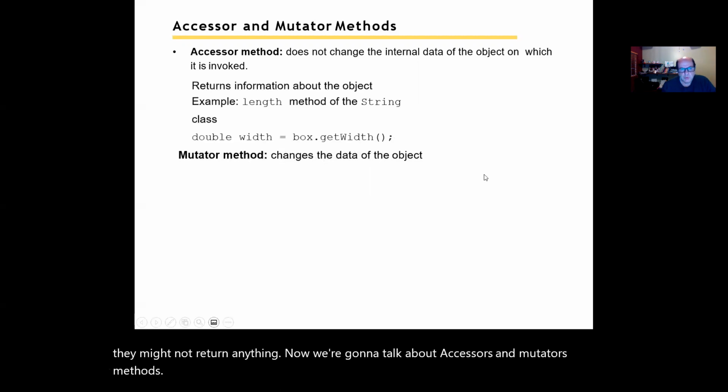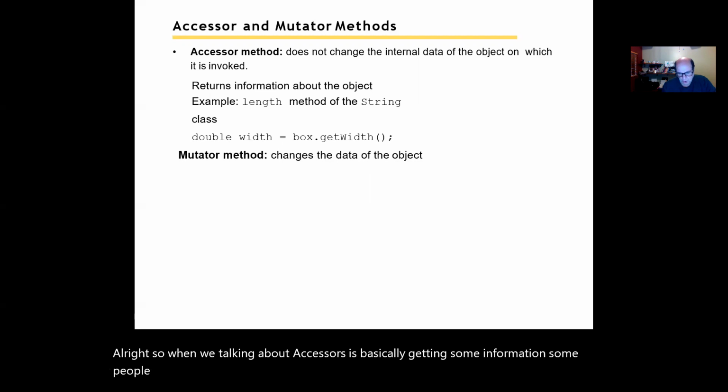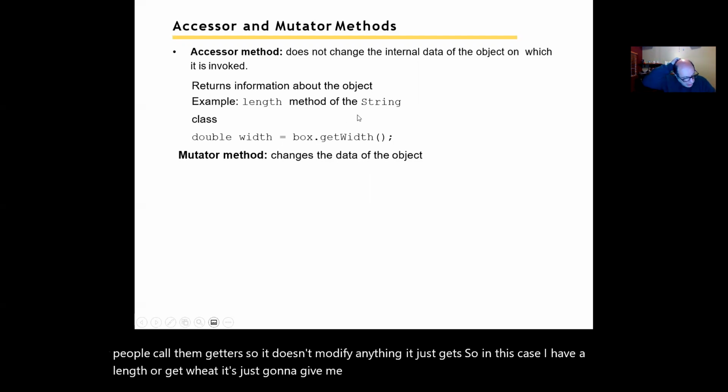All right, so when we're talking about accessors, it's basically getting some information. Some people call them getters. So it doesn't modify anything, it just gets it. So in this case, I have get length or get width. It's just going to give me some information, it's not changing anything.